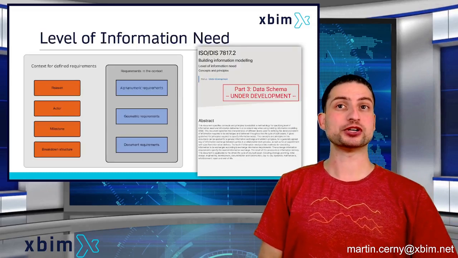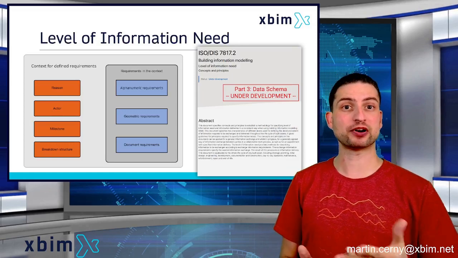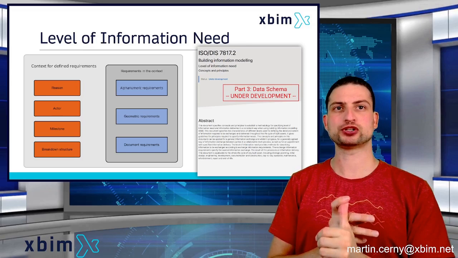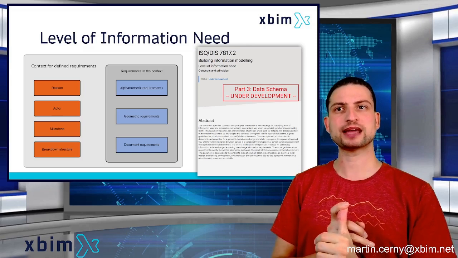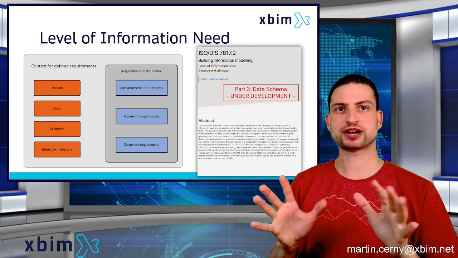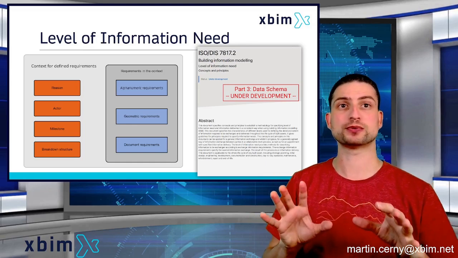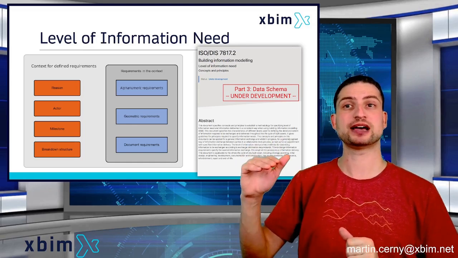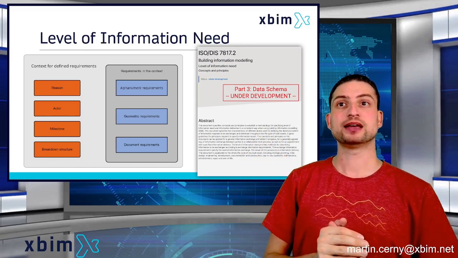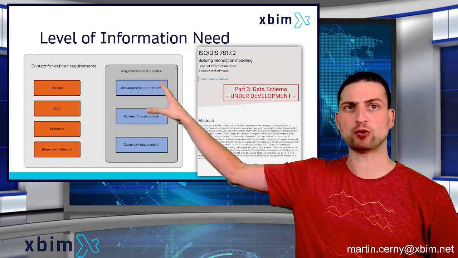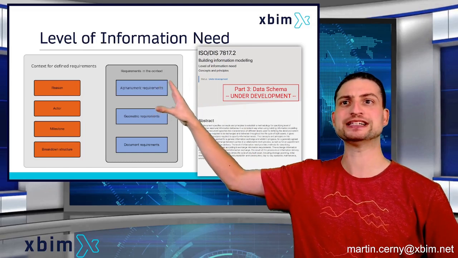So level of information need, it has three parts. First one is close to being published as an official ISO standard, and it describes very nicely the concepts you should consider. It effectively talks about this 6-dimensional matrix I described at the beginning. You should have reason, you should have actor, actually two, appointed party and appointing party.